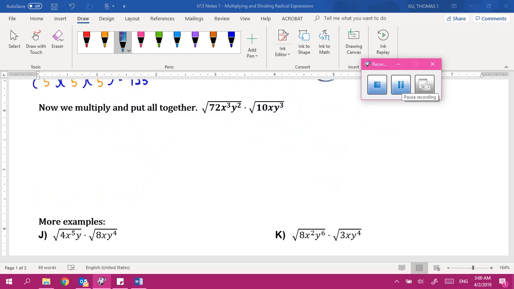All right, so now we multiply and put it all together. We're going to look at some more complicated rules, or some of the rules that you may have forgotten from Unit 8.5.